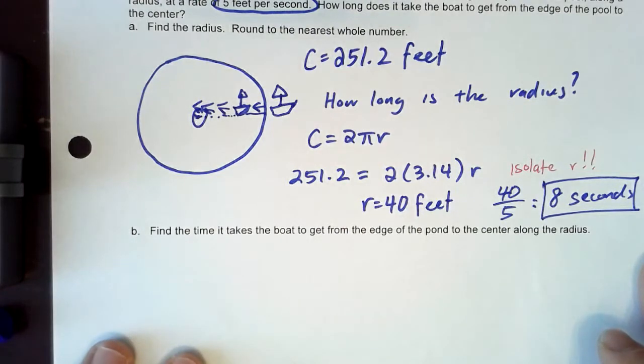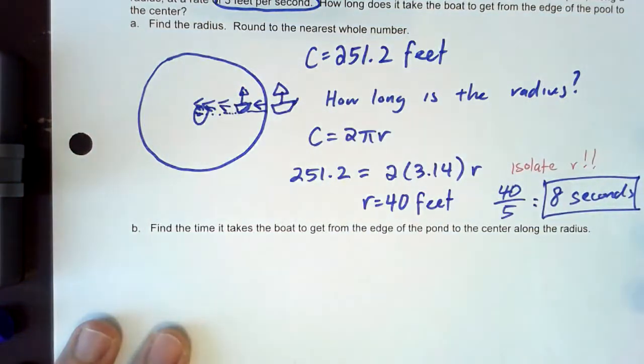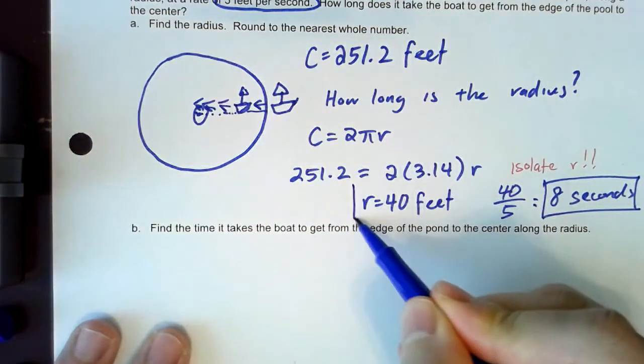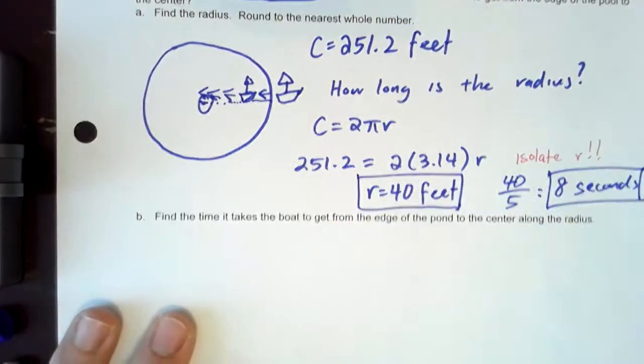Find the time it takes the boat to get from the edge of the pond to the center. Oh, I actually already solved the entire thing. Oh, the first part said find the radius. We did find the radius. The radius was 40 feet. Okay. So I guess I did this part over here, but I'll do that one more time.